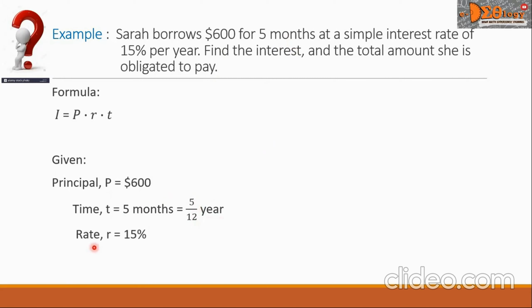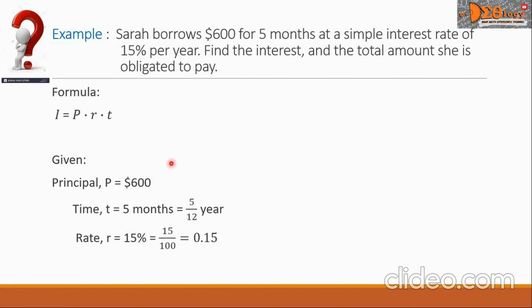Next is the rate denoted by R. This is equal to 15%. Let us convert this 15% into decimal. So first we have this 15 over 100. And the quotient is 0.15.